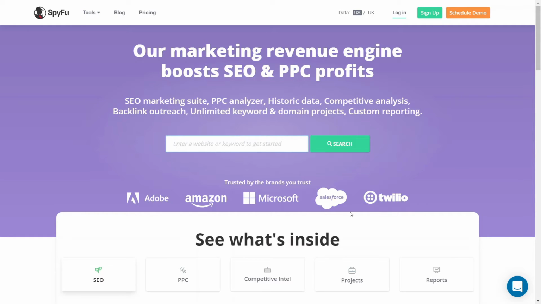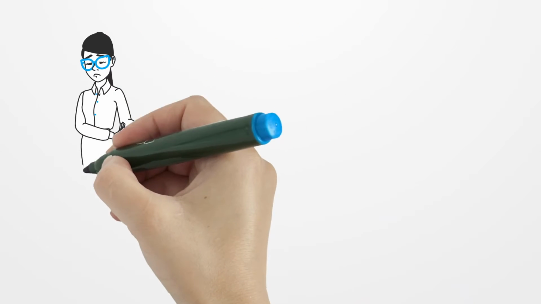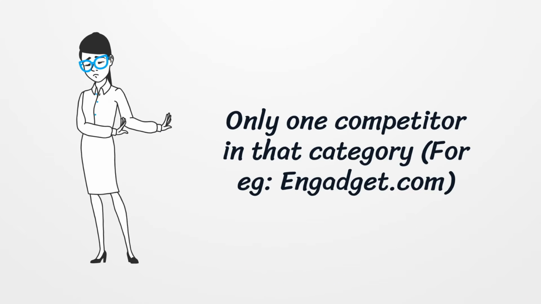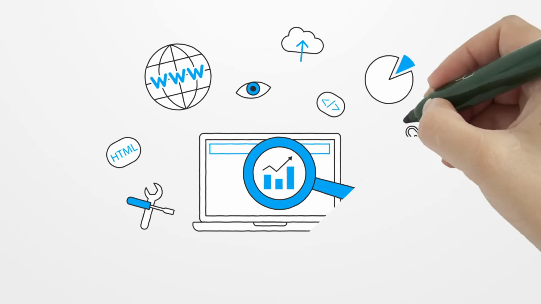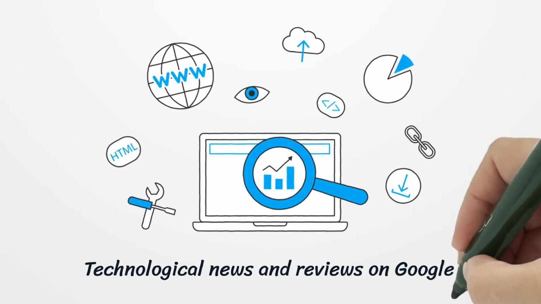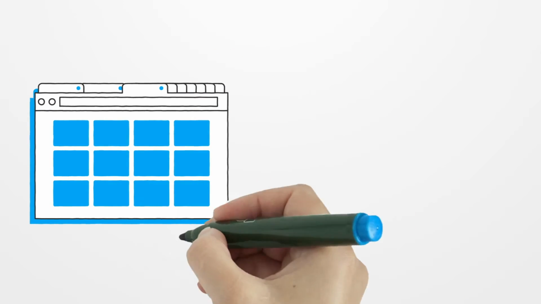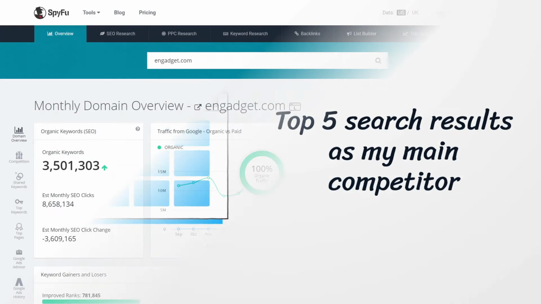Let me assume that I am going to start a technology website, which means I will post news and reviews of the latest gadgets or technological items. In such a case, let me assume that I know only one competitor in that category, and that is Engadget.com. Even if I didn't know Engadget.com, I would have searched for technological news and reviews on Google, and I would have chosen any one of the top 5 search results as my main competitor.